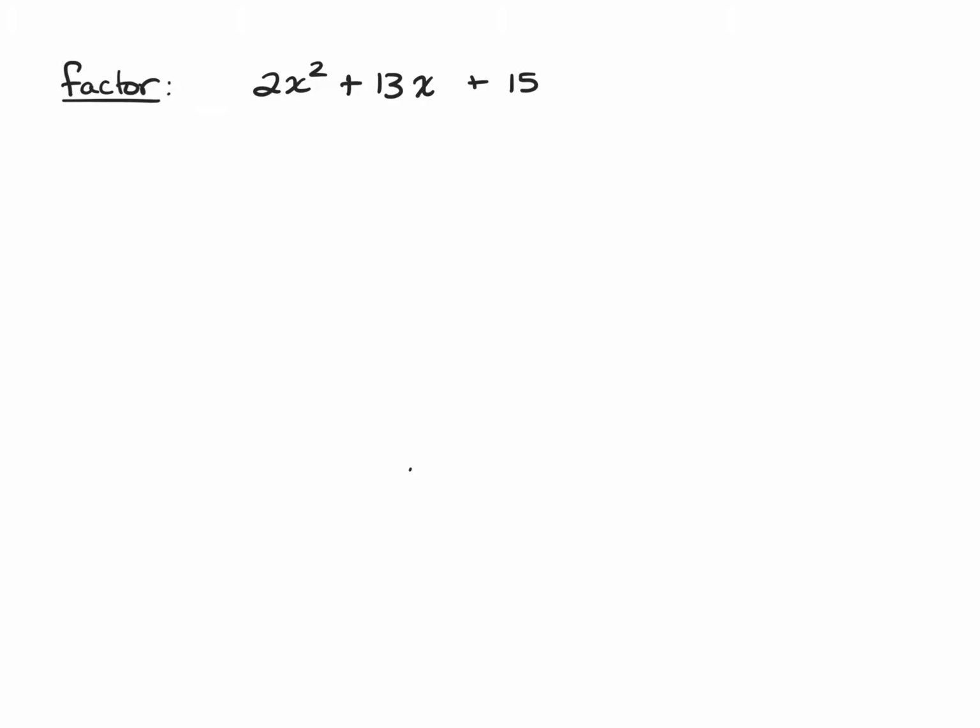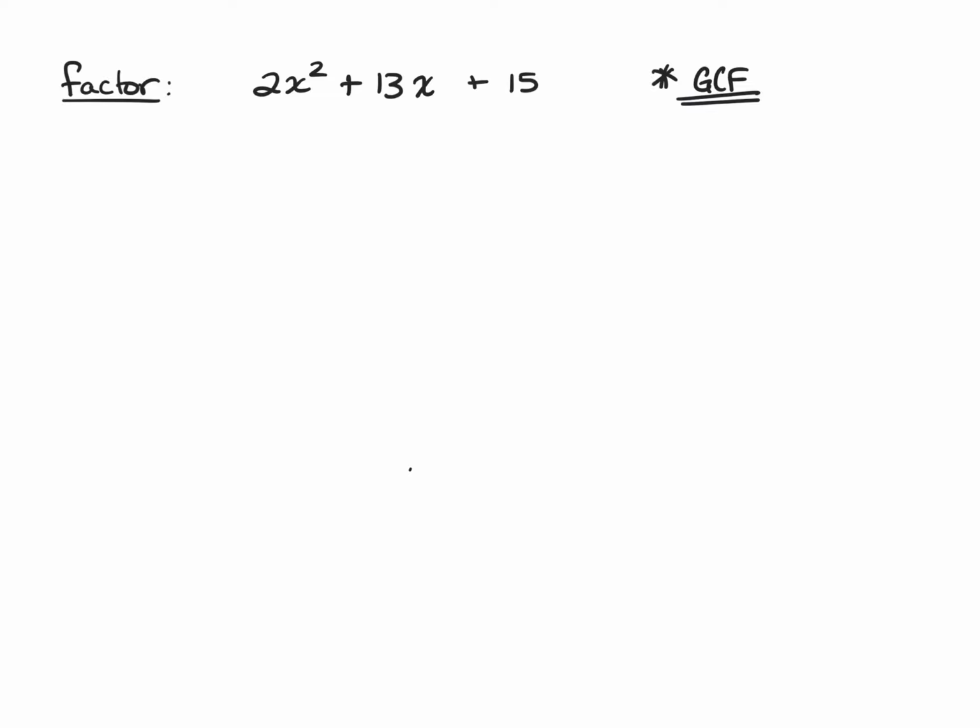For this first example, what we have is 2x squared plus 13x plus 15. The first thing you should always do is look for a GCF. There's a possibility that you could remove multipliers out, and you want to do that. So I'll look for a GCF. Do 2, 13, and 15 have any common factors? Those numbers do not have any common factors. You can't divide 2, 13, and 15 by the same number.